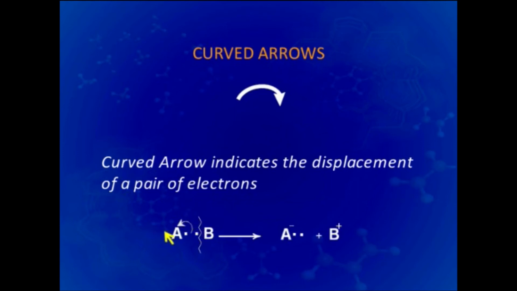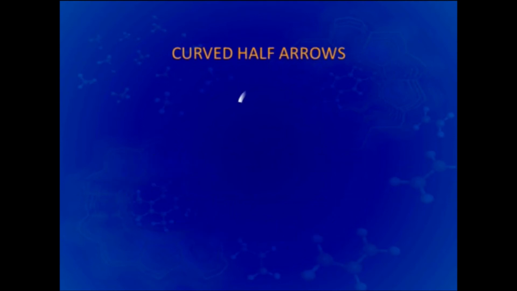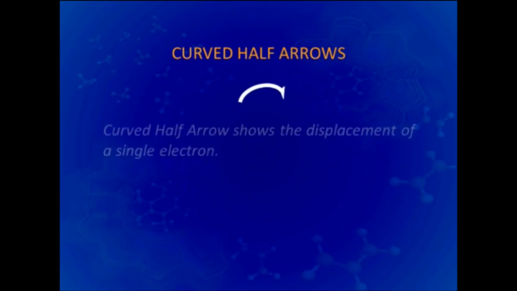Now the direction of the head is towards the atom which is electron deficient, or which has the tendency to attract this particular electron pair. As a result, it gets a negative charge. Then we have a depiction with a curved half arrow, which shows displacement of a single electron.